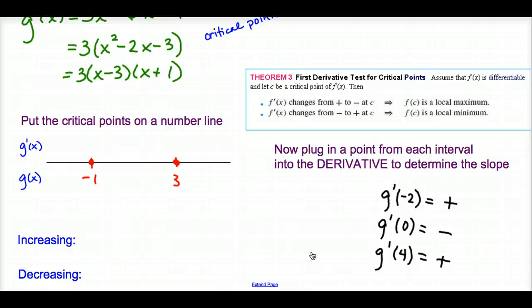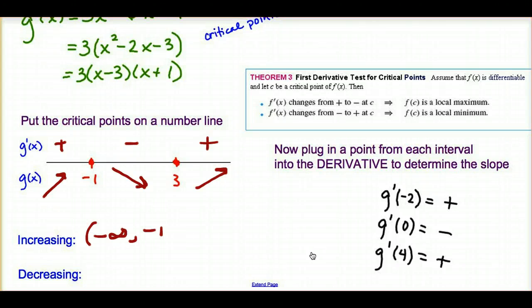So now we are going to just fill out our sign chart. And my first derivative goes from positive to negative to positive, which means my function is increasing, decreasing, increasing. So I know the intervals on which I'm increasing are -infinity to -1, together with 3 to infinity, and I'm decreasing between -1 and 3.